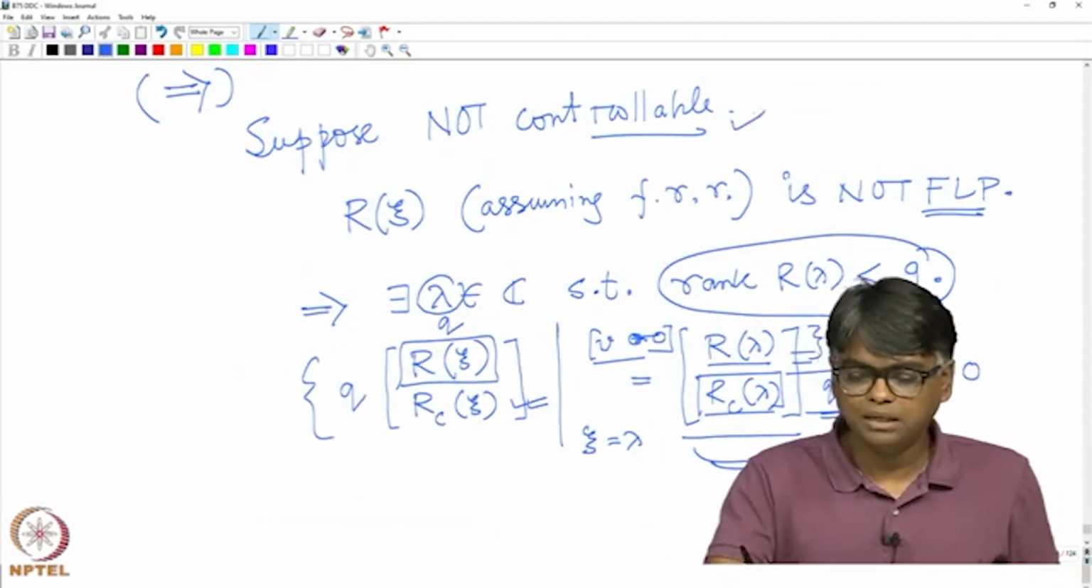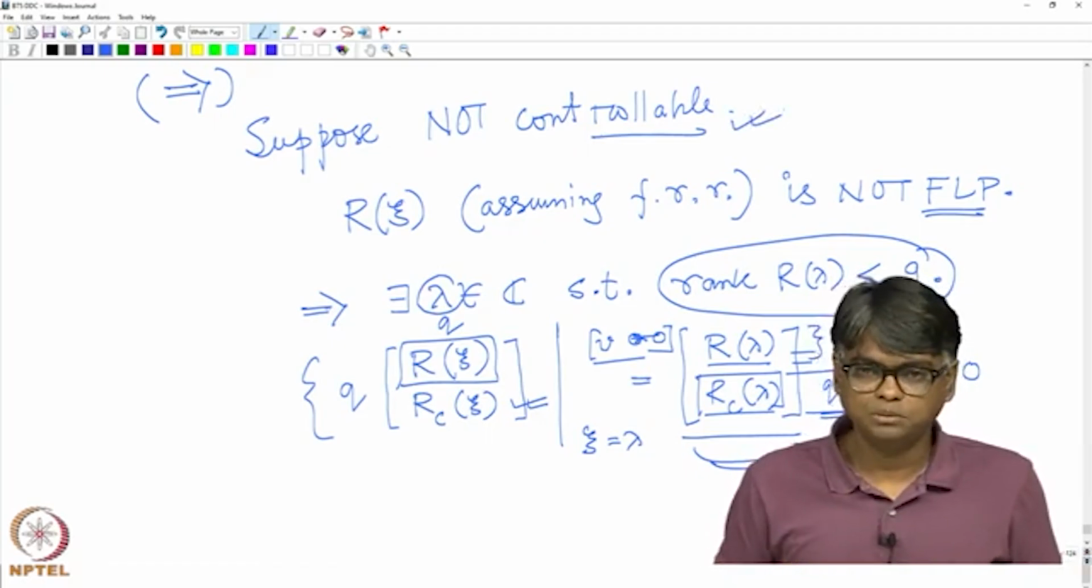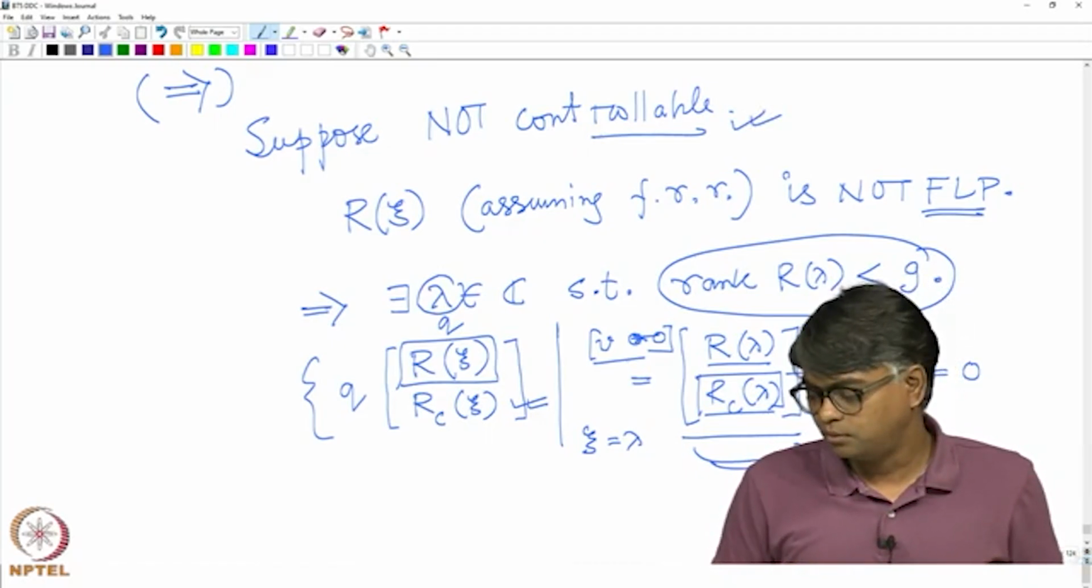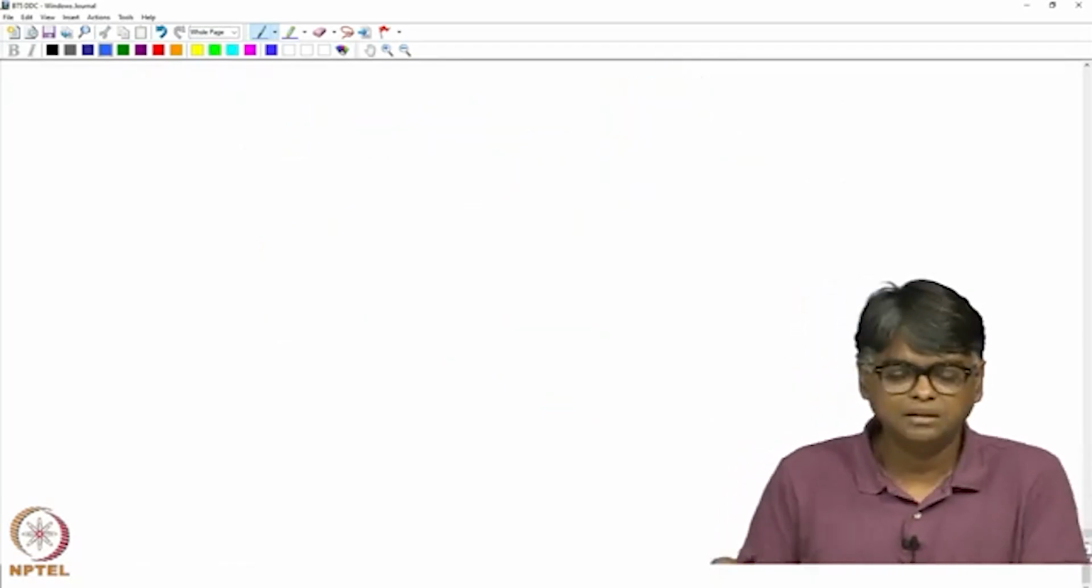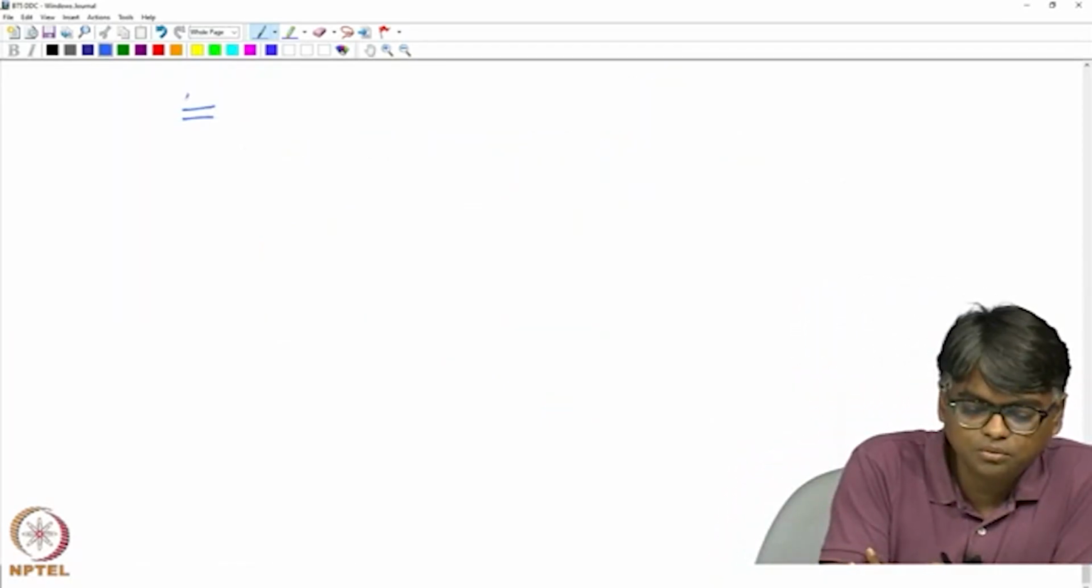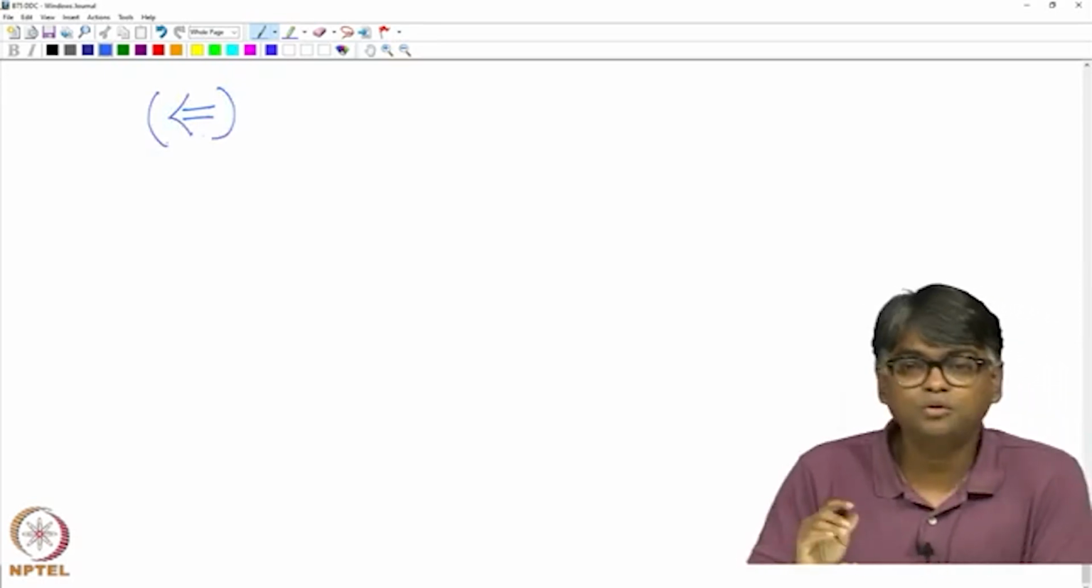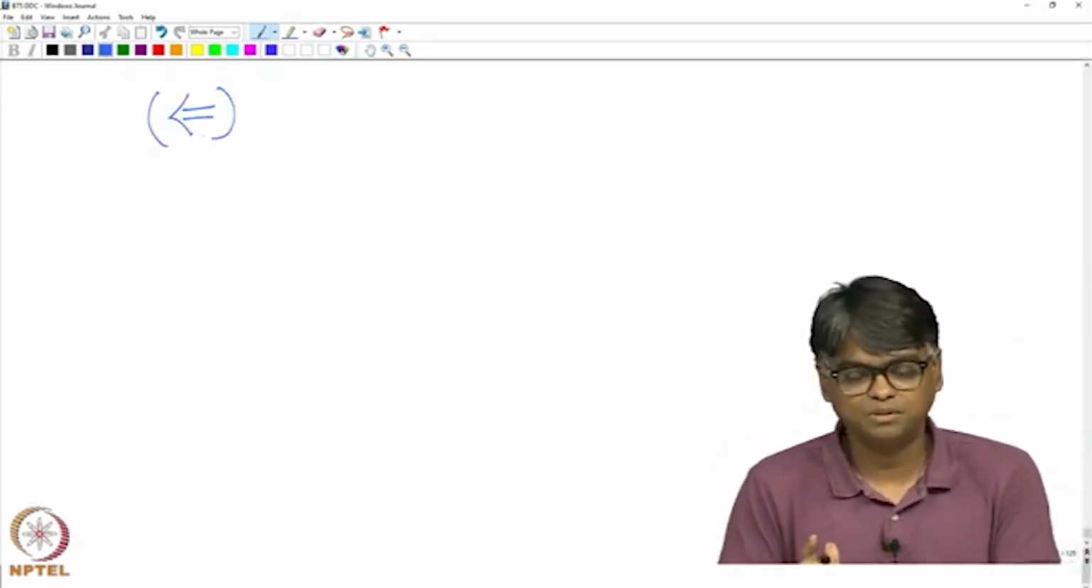So not controllable implies pole placement is not possible. Now to prove the other way around is a little more difficult. This is kind of trivial. The other direction is what we need to show: controllability implies that arbitrary pole placement is possible.